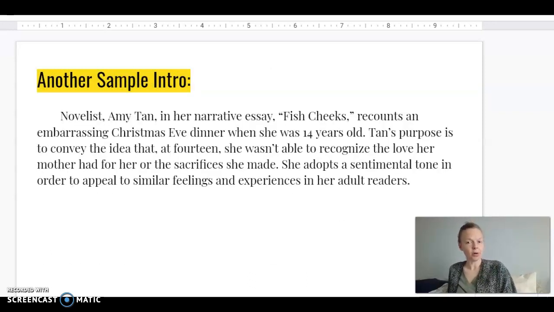Another sample intro. This is once again taken straight from that packet. This was a different prompt, but once again, I just put that there. So as you're writing your own intros, you have another sample to look at. I won't read that one for you.